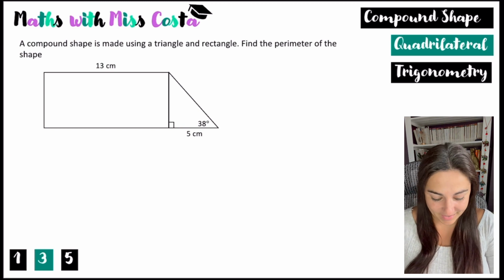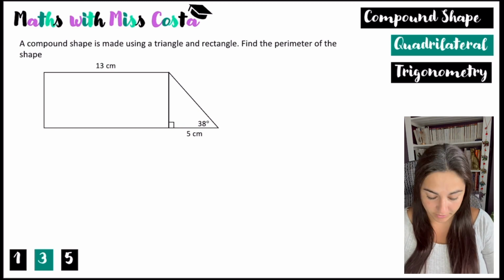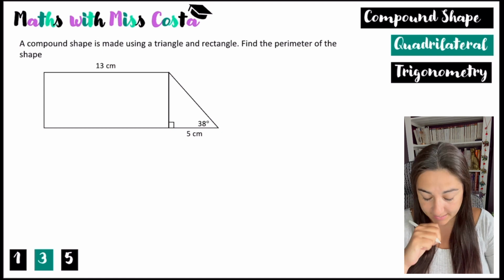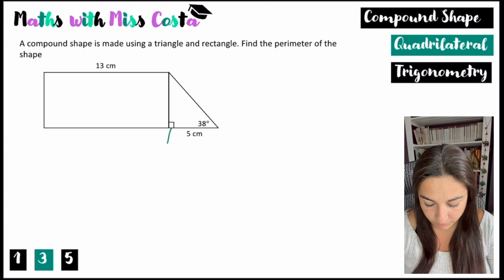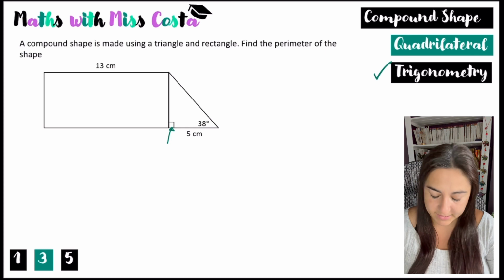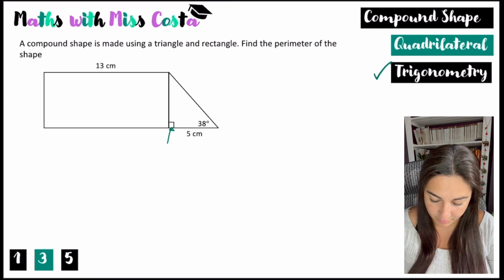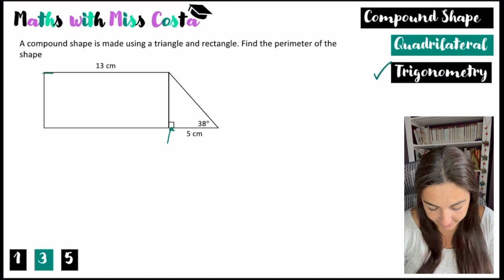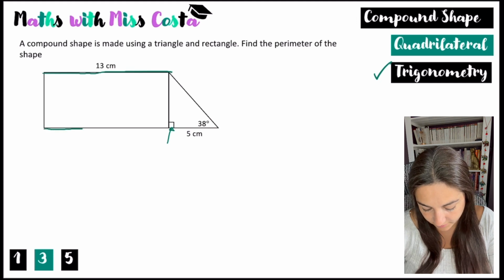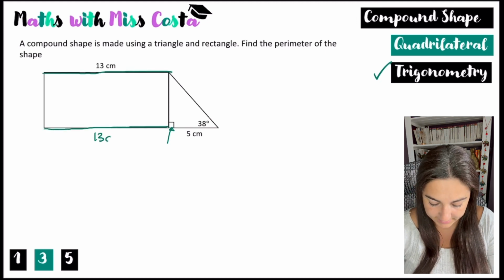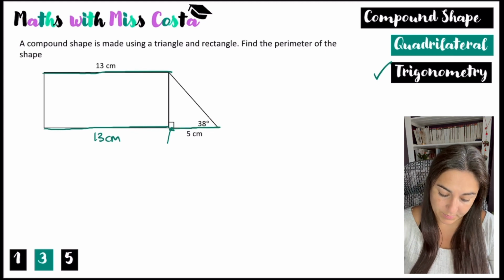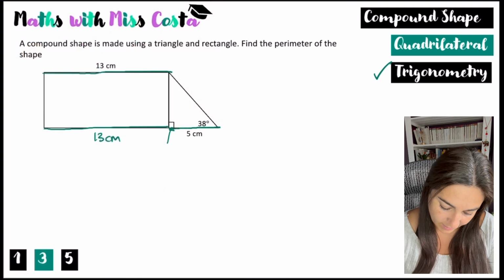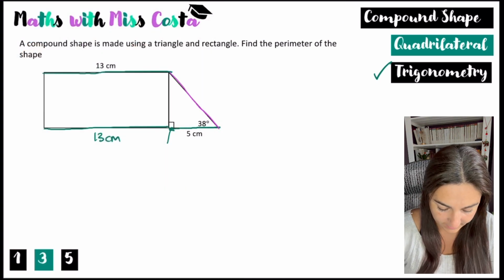Okay, so here we've got 3 topics in one go. So compound shape, quadrilateral and trigonometry. So we are told that this compound shape is made using a triangle and a rectangle. We know it's a right angle triangle because we've got that little sign there, which means I can use trigonometry or Pythagoras. And I need to find the perimeter of the shape. Okay, so I know what this side is here, 13 centimeters. Therefore, this length here is also going to be 13 centimeters. I know this length here is 5 centimeters. However, I have 2 lots of missing lengths over here and over here.